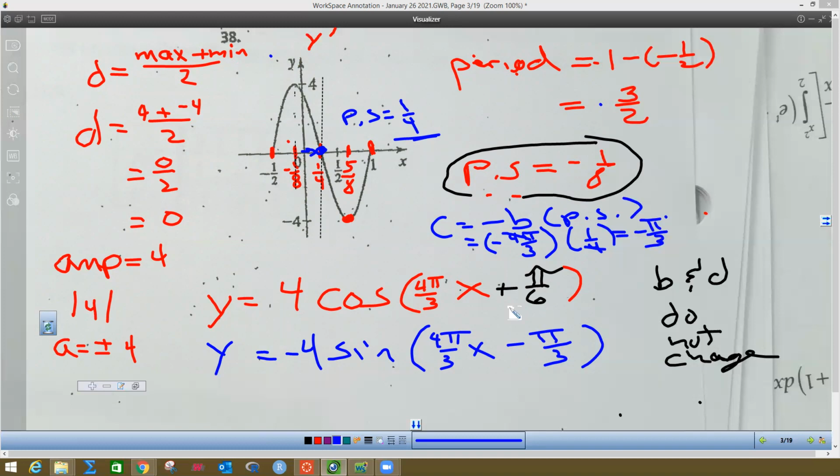Okay? So let's check it out here. I want to check my phase shift again. We're going to go back to the red one. My phase shift is, yes, it is -1/8. So that was the original phase shift, -1/8. And my C value is supposed to be -b times the phase shift. So let's see what we did wrong here.